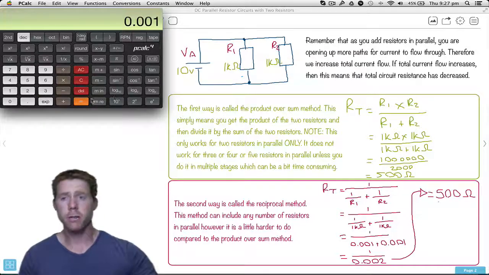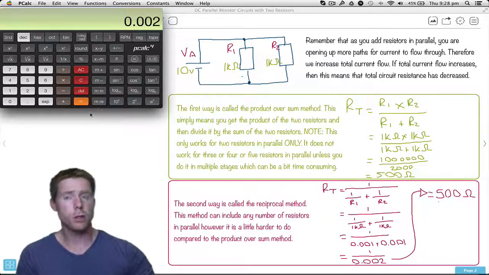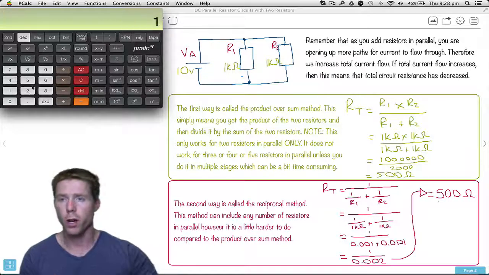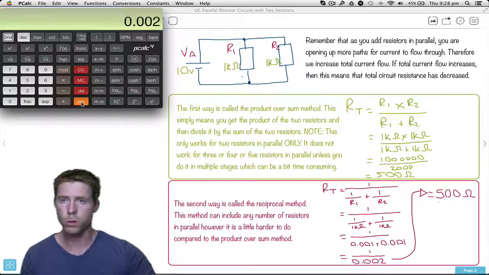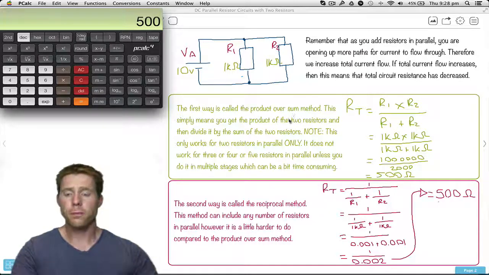So just to recap that one, all I did there was I went 1 divided by 1K, and then I did that again, and I added them together. So to do that in one smooth sequence, I could go plus, and then open bracket to keep this little equation separate, 1 divided by 1K equals, there's my 0.002, and now I need to do 1 divided by that. So I go 1 divided by my last answer, second, equals, to get my last. And what does that equal? Well, it's 500. So there it is, 500 ohms.